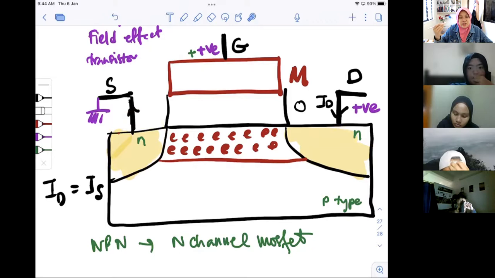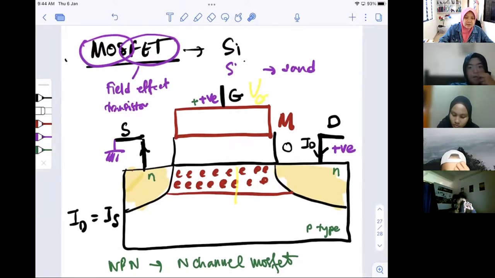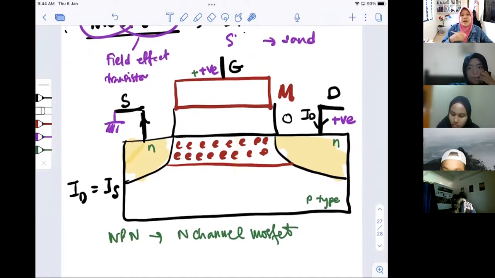So if you increase VG, ID will increase. Why? Because the channel becomes thicker or bigger, thicker going downwards. Good. Now let's say the next condition.